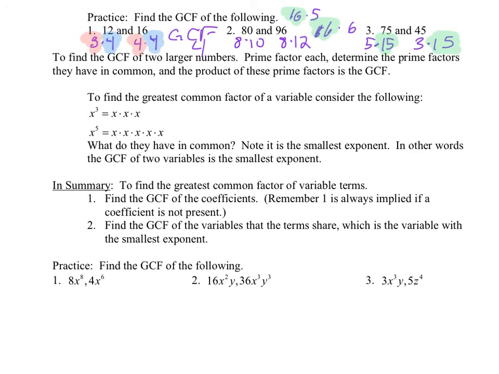To find the greatest common factor of two large numbers, prime factor each. Determine the prime factors they have in common, and the product of these prime factors is your greatest common factor. To find the greatest common factor of a variable, consider the following. Well, we have x cubed is 3 x's, and x to the 5th is 5 x's. What do they have in common? Well, 3 x's. That's my greatest common factor right there. It's going to be x cubed. Note it's the smallest exponent. In other words, the GCF of two variables is the smallest exponent.